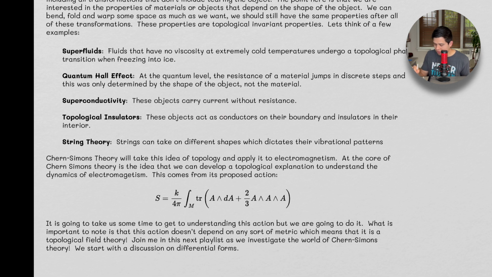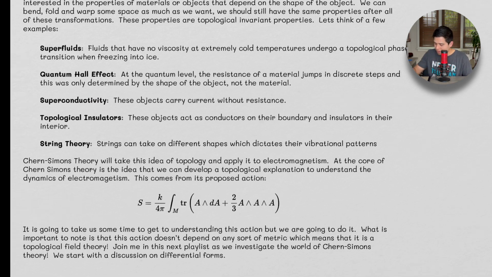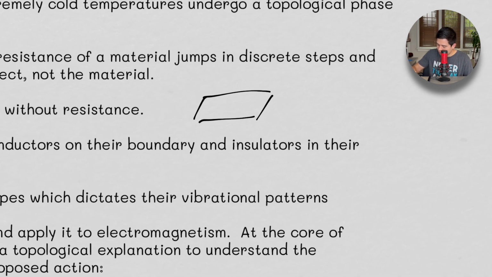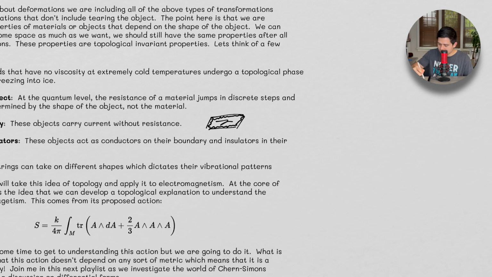Superconductivity. These objects carry current without resistance. And this current, so we talked about resistance in the Hall effect, the current, therefore, in superconductivity becomes a topological feature as well. The idea here is that when you have some space or some material, in superconductivity, what you end up seeing is that the conductivity occurs only on the edges of the object and not in the center. But we'll go into this a little bit more later.